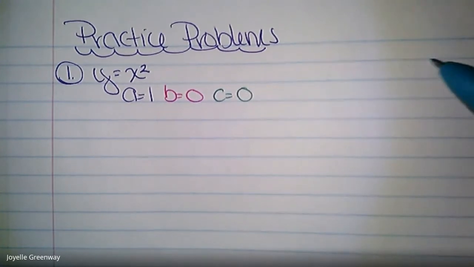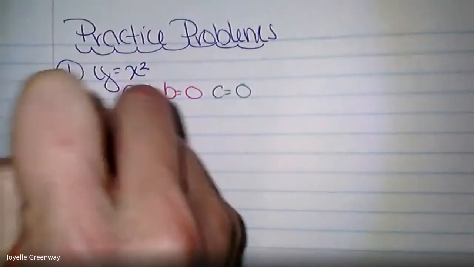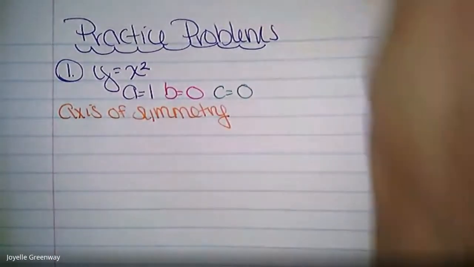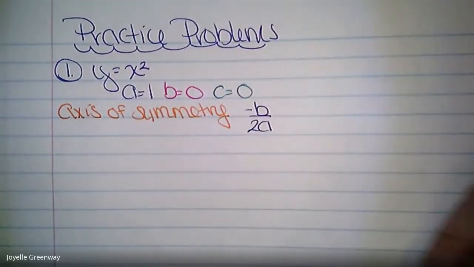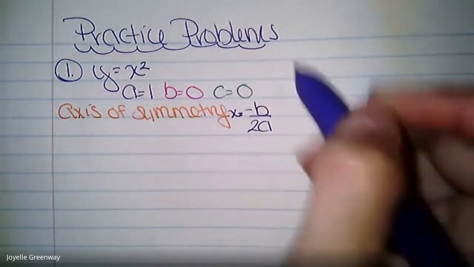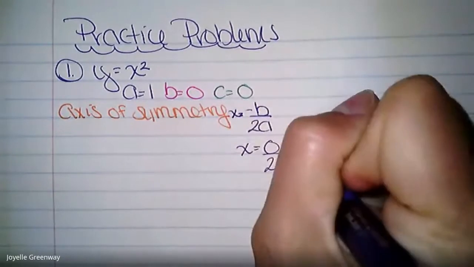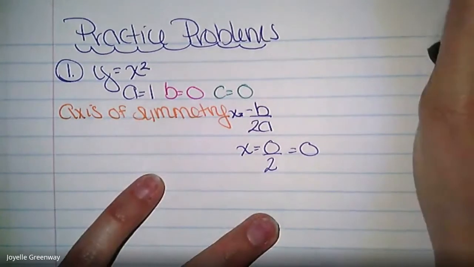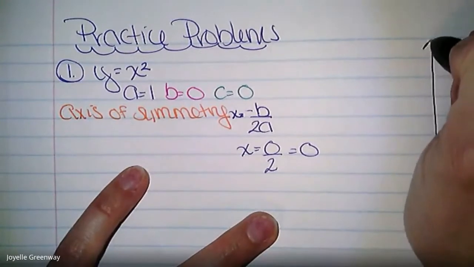So yeah, let's see what we can do with this. The first thing I need to do is find my axis of symmetry. And remember that is negative b over 2a, right? So x is equal to negative b over 2a. b is 0. So x is equal to 0 over 2, which is 0. So my axis of symmetry is my y-axis.